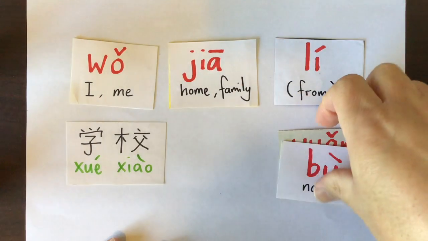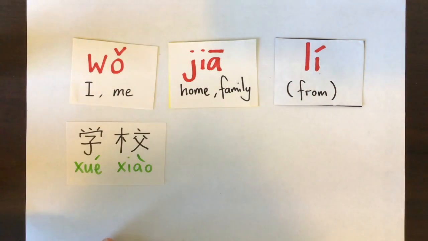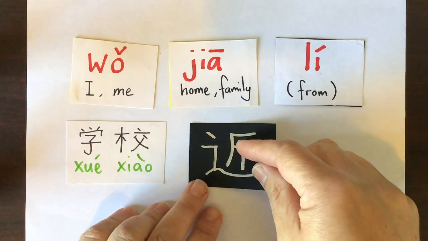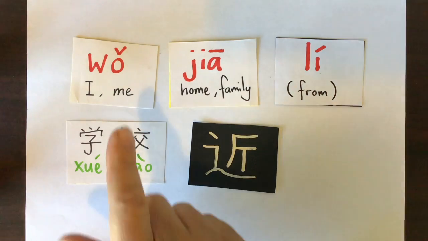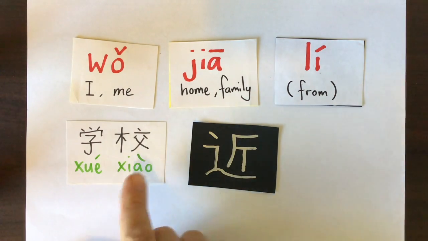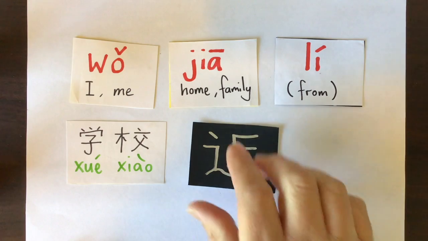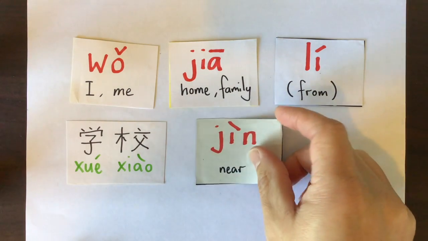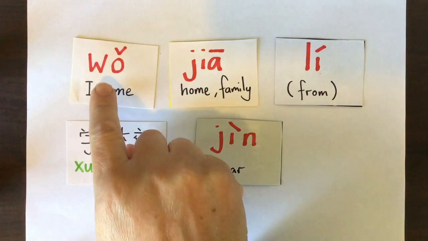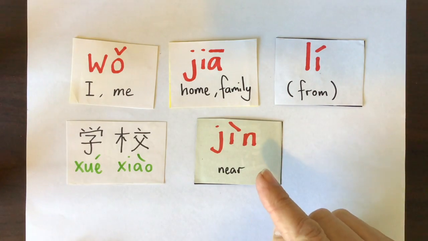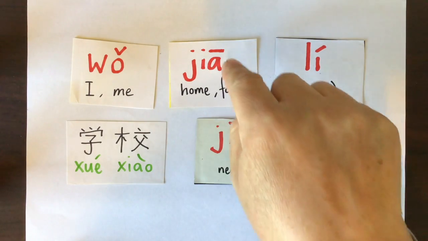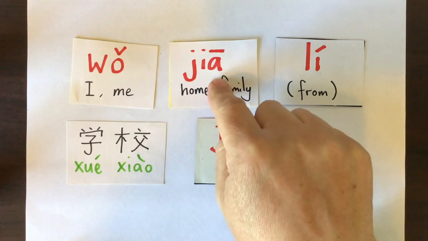So let's get rid of these two words. And we'll put down this word, 近. 我家离学校近. Let's take a look. 近. So in all of this is that grammar pattern I was talking about earlier. You have these two places here.